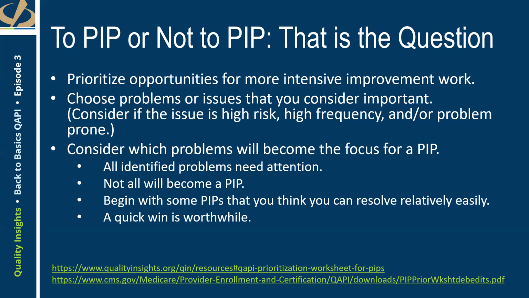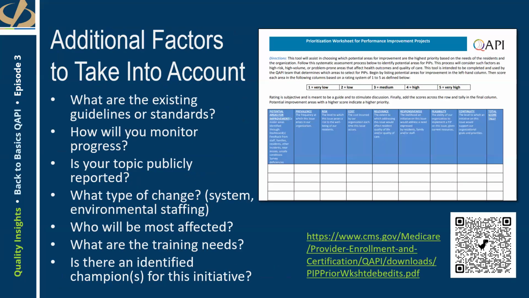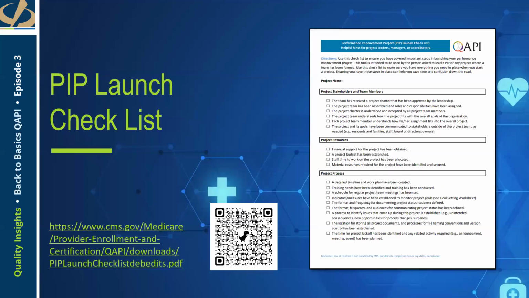staff support. A tool like the prioritization worksheet helps organize potential PIPs by scoring issues based on frequency, risk, and significance. Other areas to consider are using evidence-based guidelines, defining success measures, assessing staff training needs, and identifying staff champions. This systematic approach ensures a thorough evaluation of all systems while prioritizing high-impact issues. Sustainable success needs to be planned for.